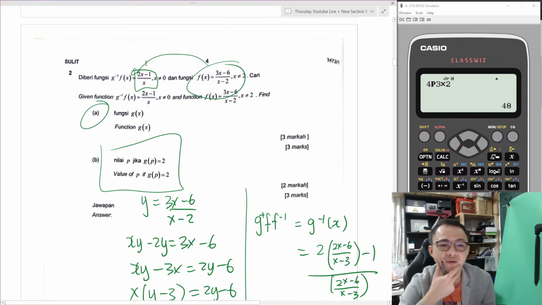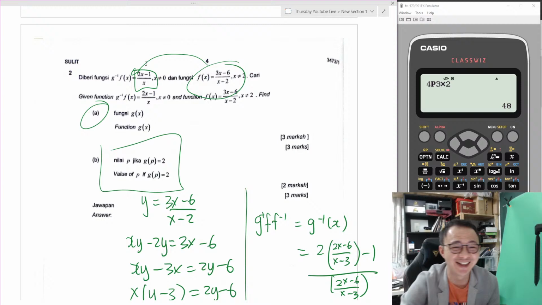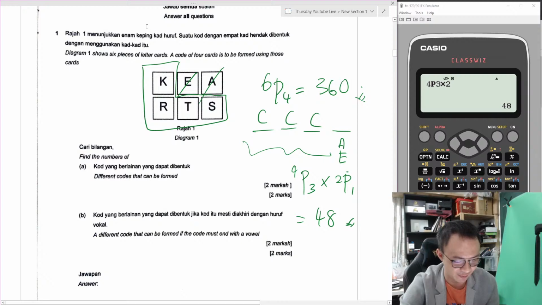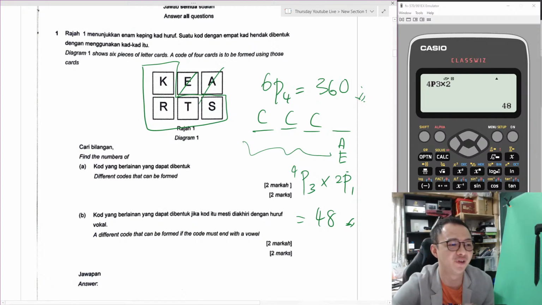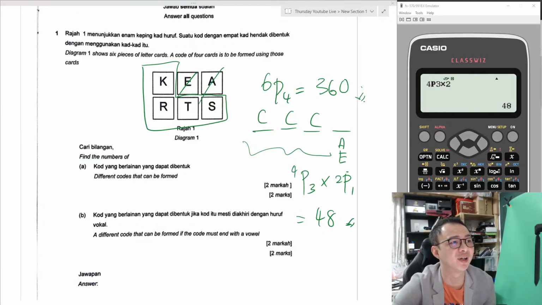Oh, g inverse, and this is fx. Oh, that means all my x is fx? I cannot work my brain. So can you double check the 1b? Yeah, 1b I think I got 48. Has any one of you got a different answer for 1b? Because 1b doesn't seem too difficult here.